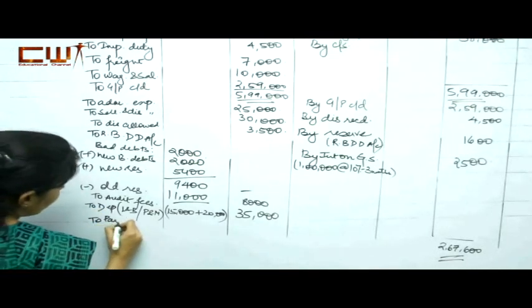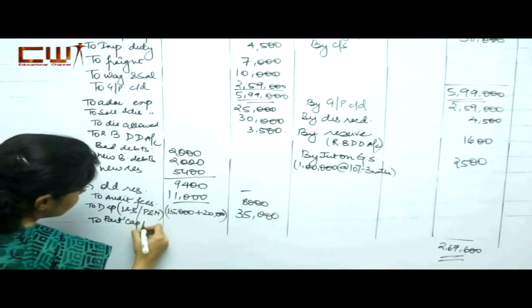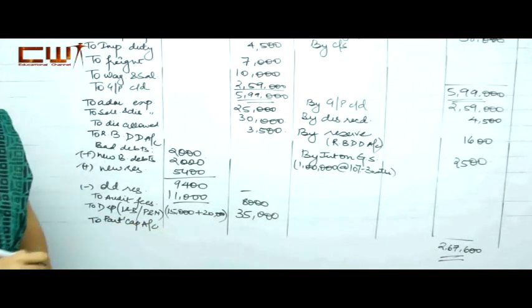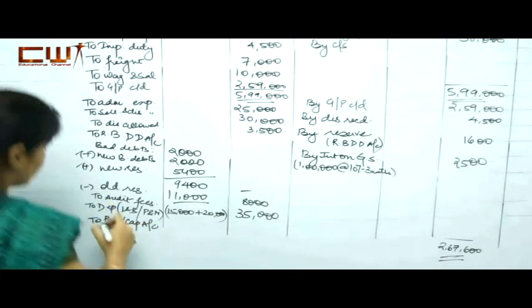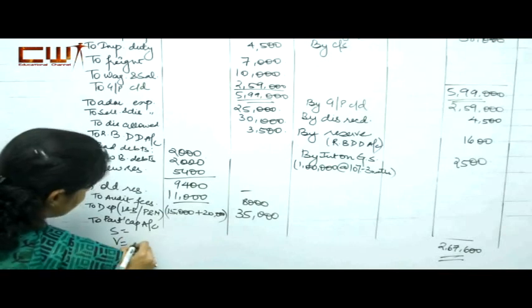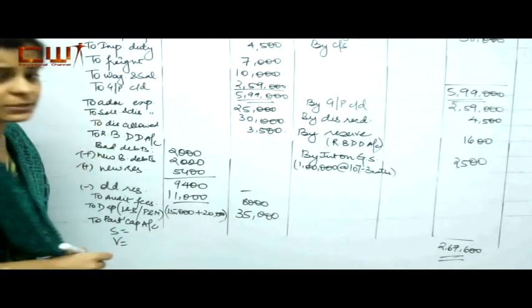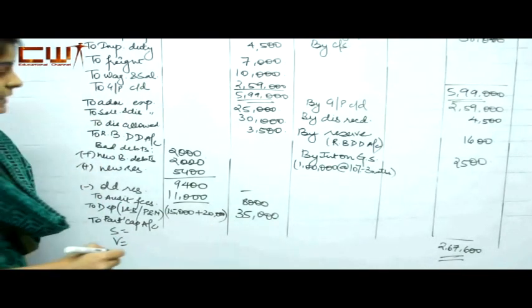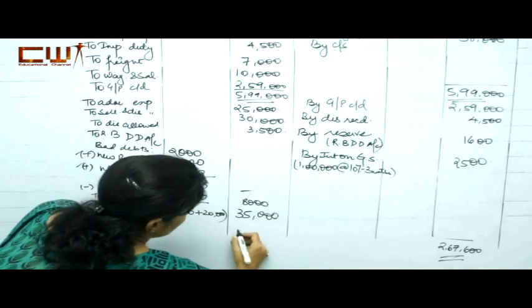To partners capital account that will be transferred. Who are the two partners? Santosh and Vaibhav. Santosh and Vaibhav are the two partners. How much is the profit they have earned? 1,66,100.